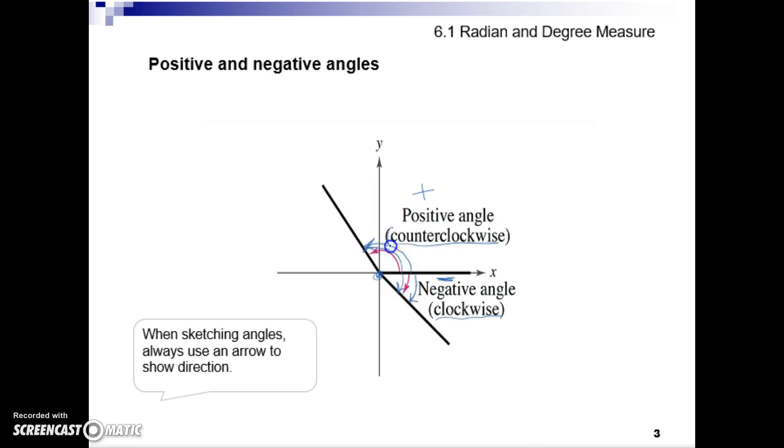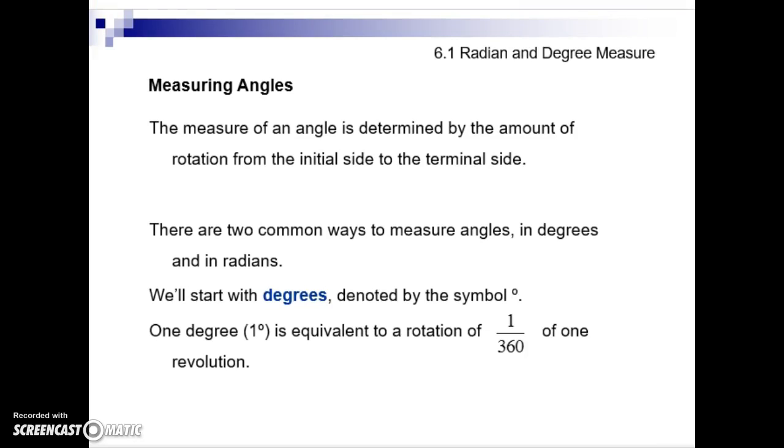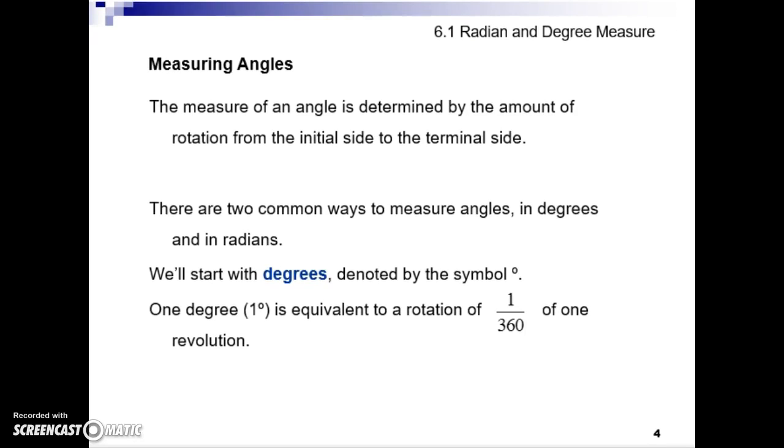So whether we're going clockwise or counterclockwise from that positive x-axis determines whether we're talking about negative angle measure or positive angle measure. And we do generally show angle direction by an arrow. So how do we measure angles? You're very comfortable with measuring angles in degrees. So it's the amount of rotation from the initial side of that angle to the terminal side. How much ever rotation was made is the actual measure of the angle.